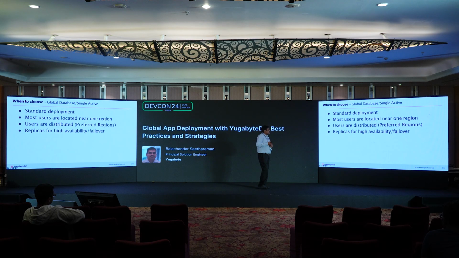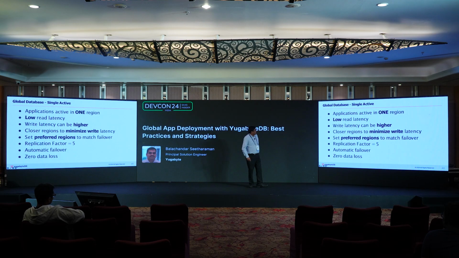Replicas are for high availability or failover, right? This is a design that you can choose for your application, if it has to go for this pattern. So applications are active in one region, so low latency reads, definitely. Write latencies are higher. Why? Because it has to get the acknowledgement from the next region, which is a little far or maybe closer, right?